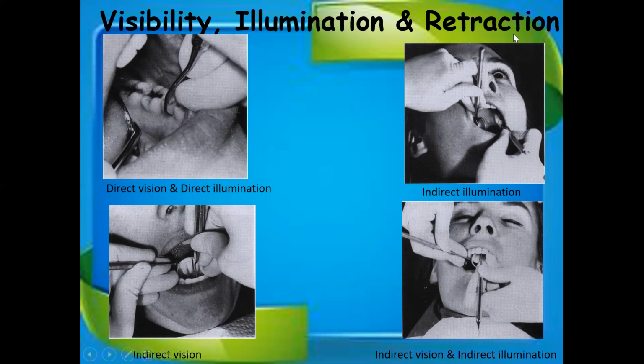Second picture shows indirect illumination, in which we are using a mirror to reflect the dental light onto the posterior region of the maxilla. Third picture shows indirect vision, in which we are visualizing the lingual area of the mandibular jaw with the help of a mirror. And fourth picture shows indirect vision with indirect illumination.